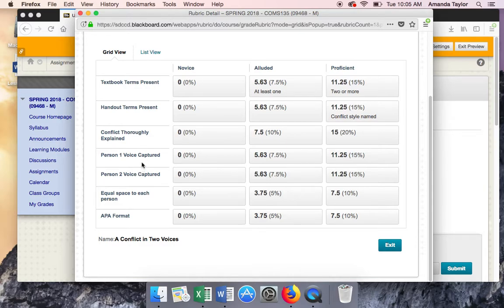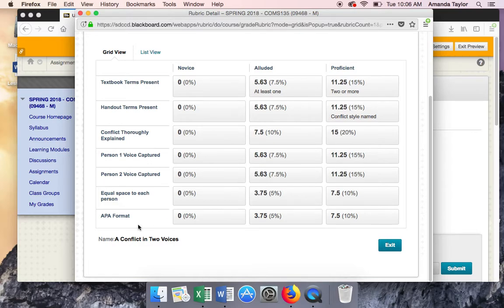Then you're going to go into person 1 and person 2 voices captured. These will both be in first person. You're going to use I statements and put yourself in those people's shoes. Equal space needs to be given to each person. So if you give one person 6 sentences, the other person needs to have 6 sentences as well. If you give one person a full page and the other person only half a page, that's obviously not balanced, and then you'll be docked points for that. So make sure each voice is captured and equal space is given.